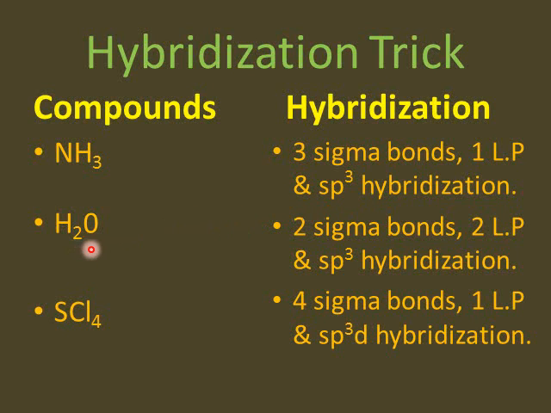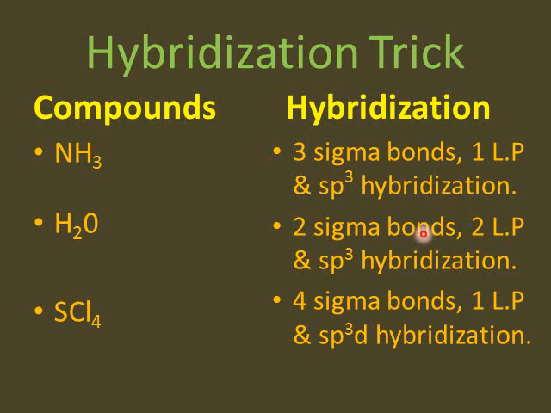In the next example, I am taking water. Now can you please tell me what is the central atom? Exactly, you are quite intelligent. Oxygen is the central atom. And oxygen belongs to group number 16. It has 6 electrons in its outermost shell. From 6 electrons, 2 are making bonds with hydrogen. So the left behind will be 4 electrons.